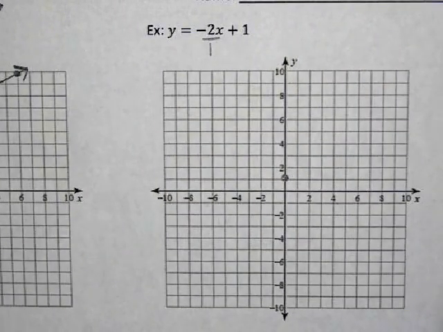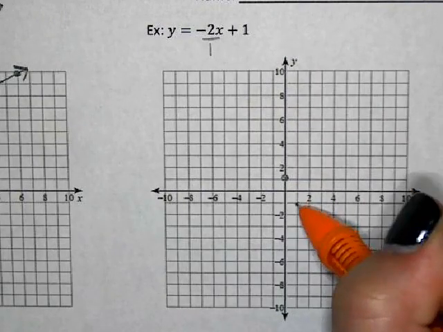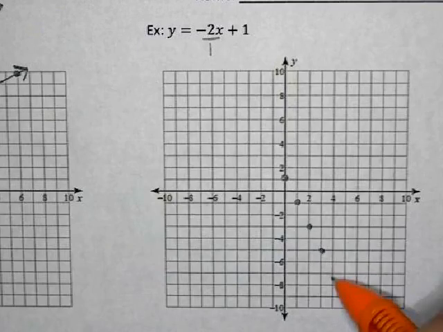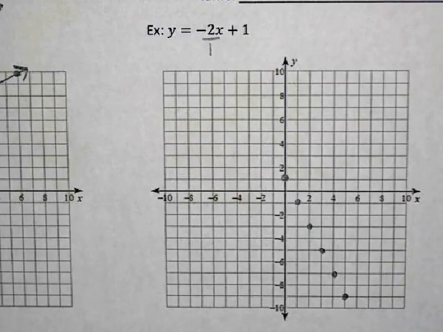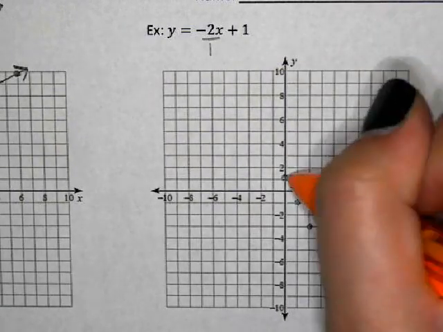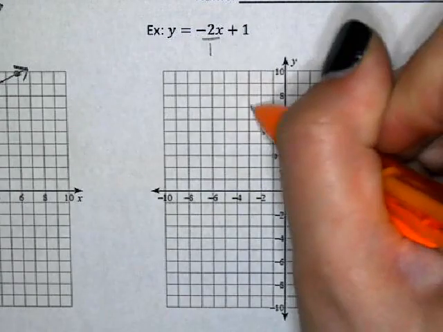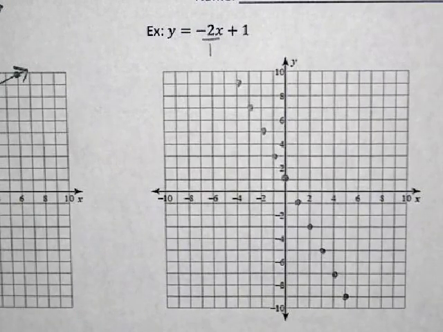Do we go left or right? Right, because we always go right. That was a trick question. Okay, so we're going to go down 2, right 1. Down 2, right 1. And then after that, when we run out of space, we can go the opposite direction. So we're going to go up 2, left 1, up 2, left 1, up 2, left 1. Okay? And we can draw our line.